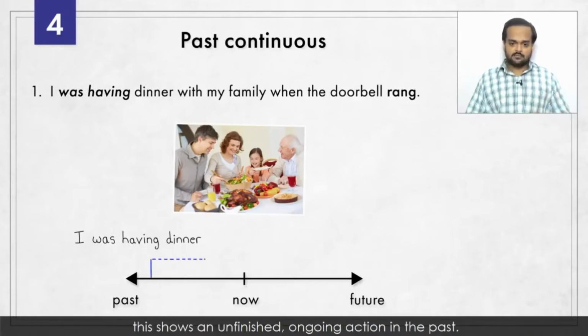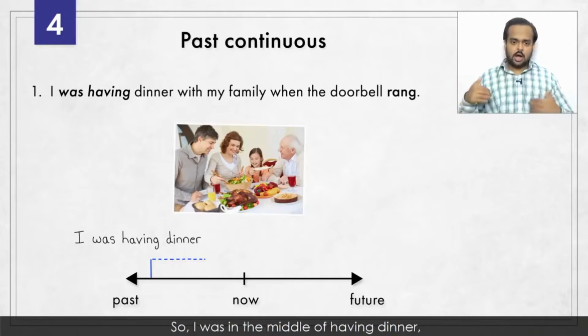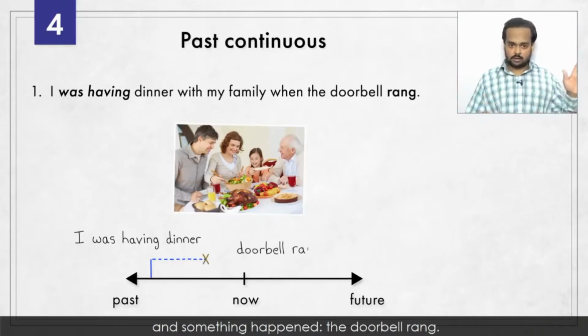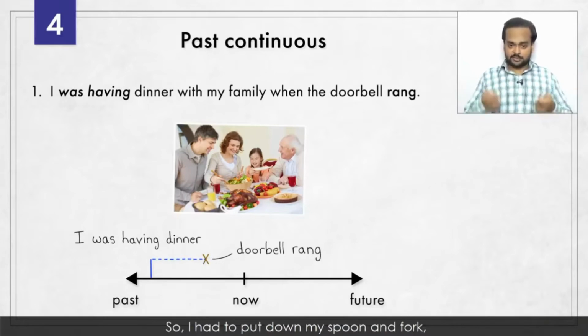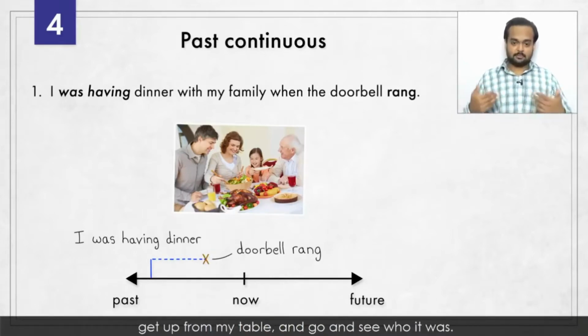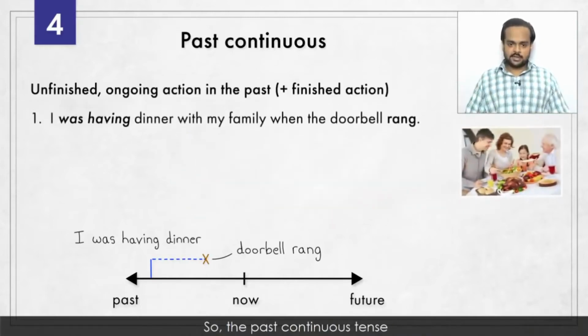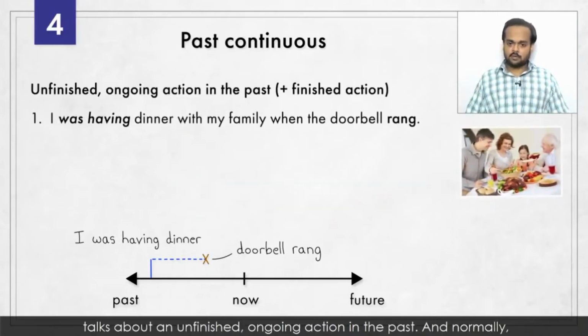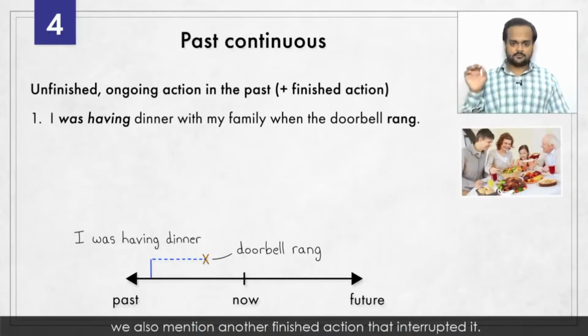This shows an unfinished, ongoing action in the past. So, I was in the middle of having dinner and something happened. The doorbell rang. So, I had to put down my spoon and fork, get up from my table, and go and see who it was. So, the past continuous tense talks about an unfinished, ongoing action in the past. And normally, we also mention another finished action that interrupted it.